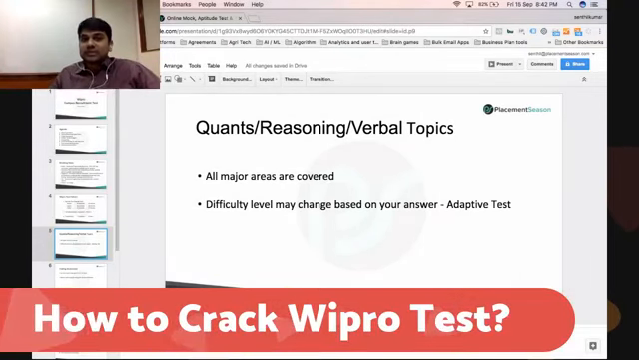As far as the difficulty level of the questions is concerned, if you attempt questions continuously correctly, then you will get higher difficulty questions. Spend more time on those questions and try to get them right, because you will get more marks. So don't give equal weightage and equal timing to all the questions. For higher difficulty level questions, give some more time. This is one very key difference that you need to understand when it comes to Wipro's adaptive test.